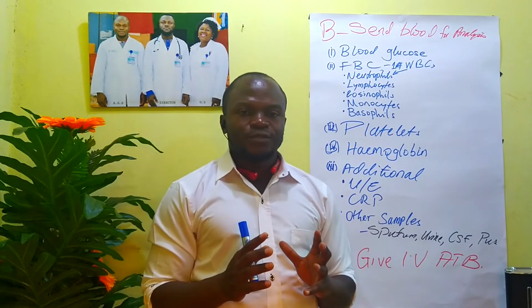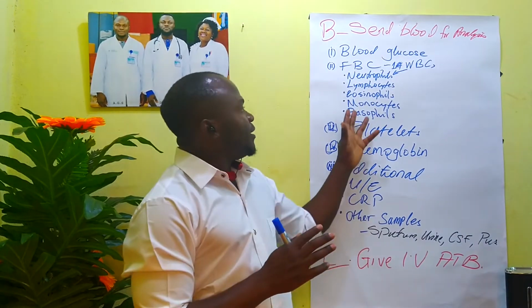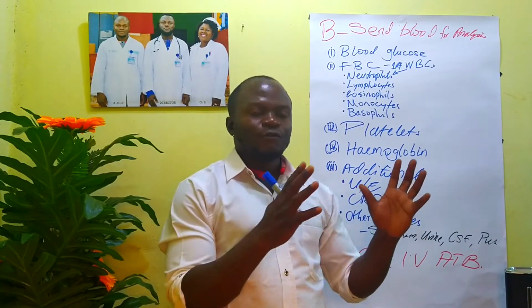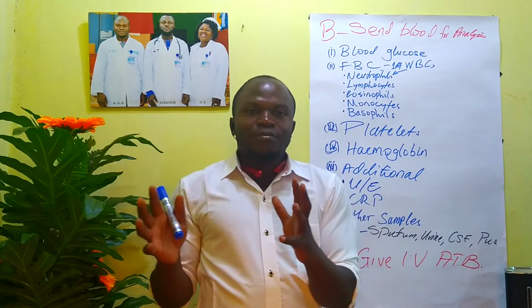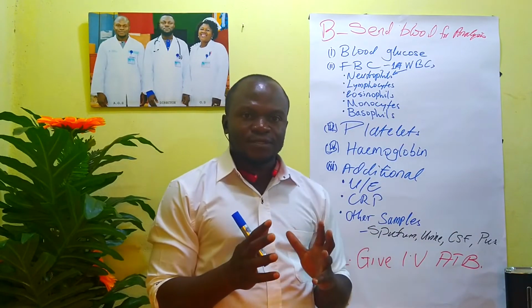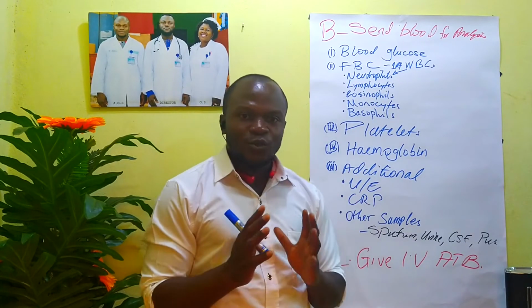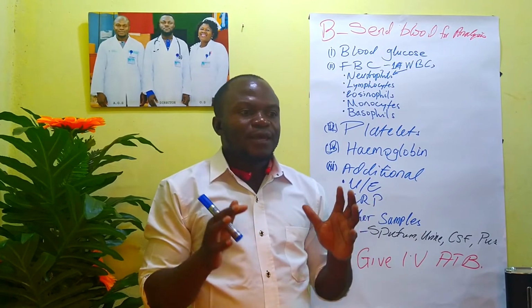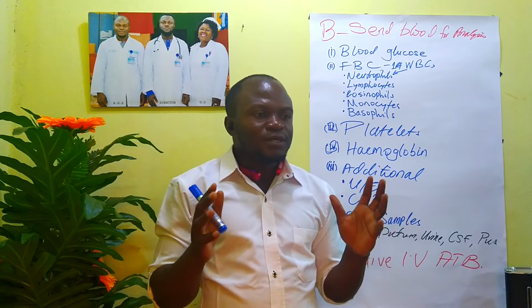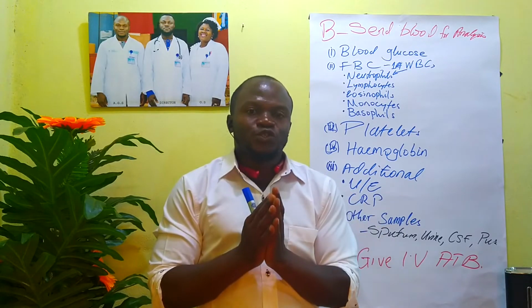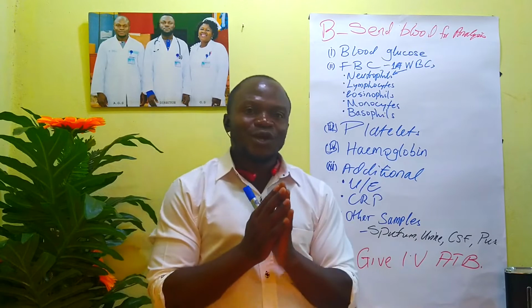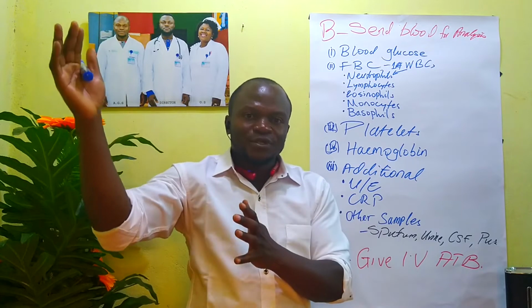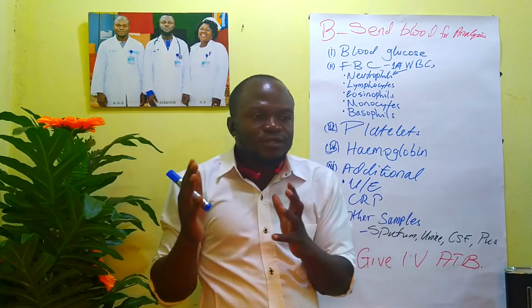Why is it important? We want to look at the total white cell count, because it is going to confirm or refute bacterial involvement in sepsis. Remember, a high total white blood cell count is indicative of inflammation. So a high total white blood cell count is going to indicate to us that there is inflammation.